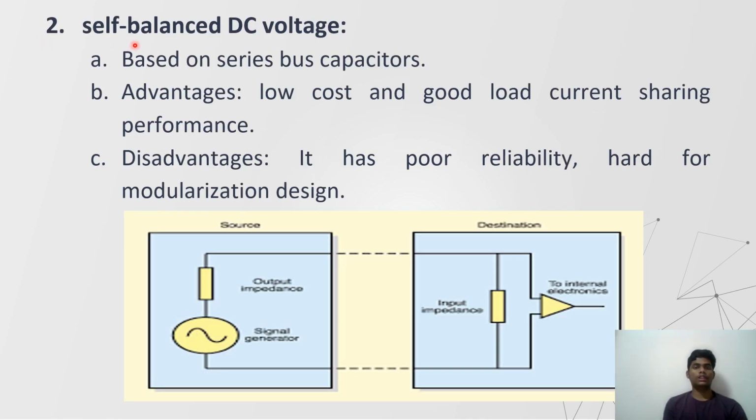Second method, self-balanced DC voltage. It is based on series bus capacitors. Advantages of this method are low cost and good load current sharing performance. Disadvantages are poor reliability and that it is hard for modularization design. This is the example for the self-balanced voltage.